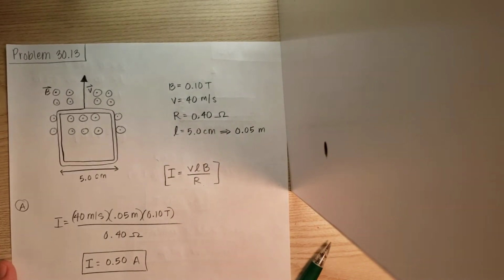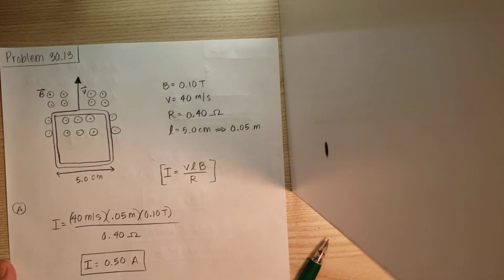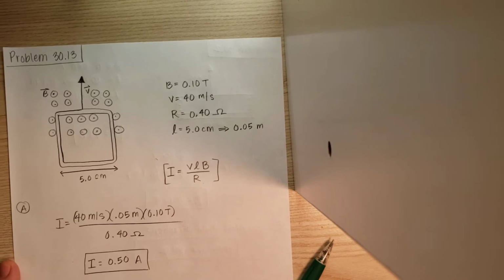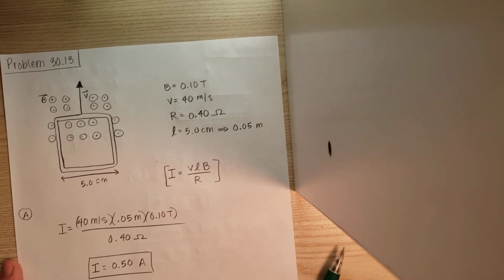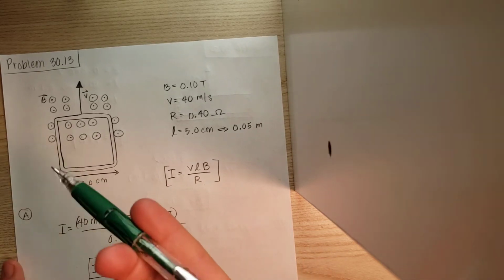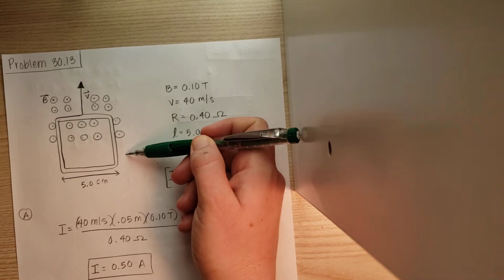Okay, so this is problem 30.13 from homework 9, and it states the loop in the figure is being pushed into the 0.10 Tesla magnetic field at the speed of 40 meters per second, and the resistance of the loop is 0.4 ohms. So for part A, they want us to calculate the magnitude of the current in the loop. So I've just drawn out the figure they've given to us.